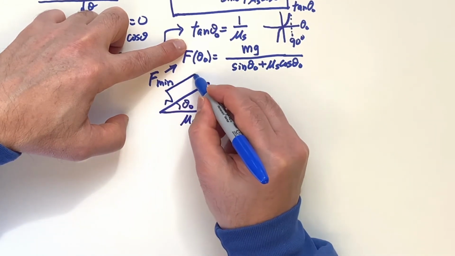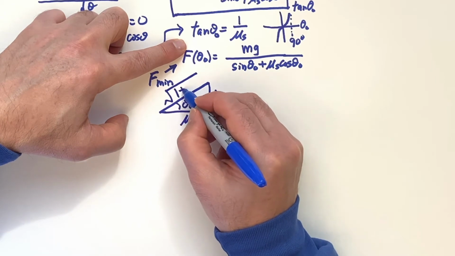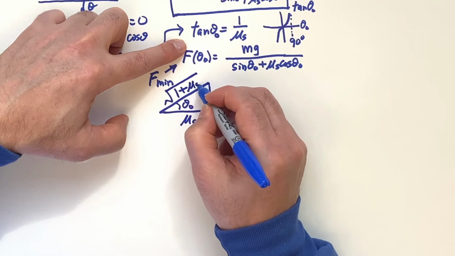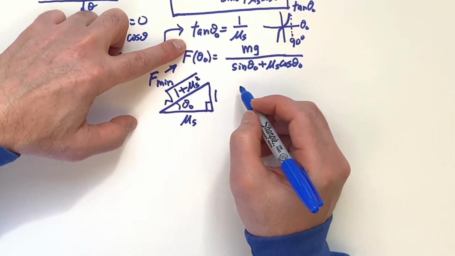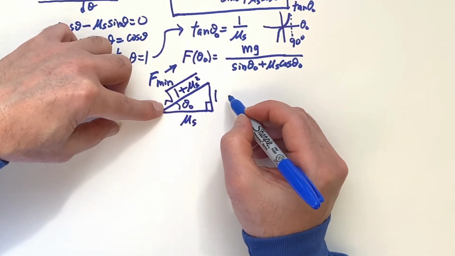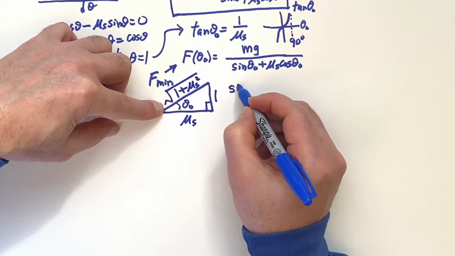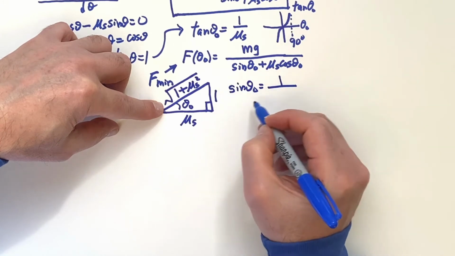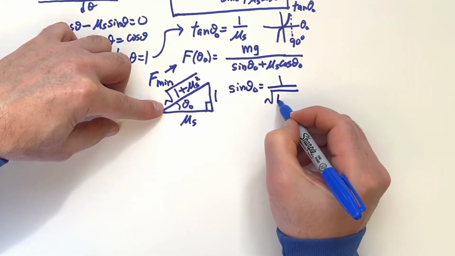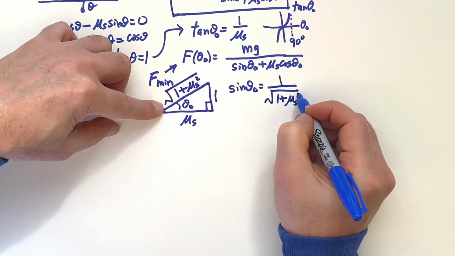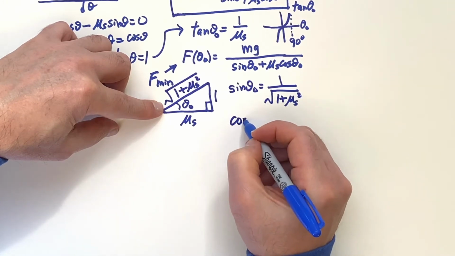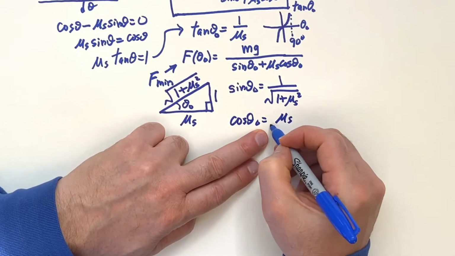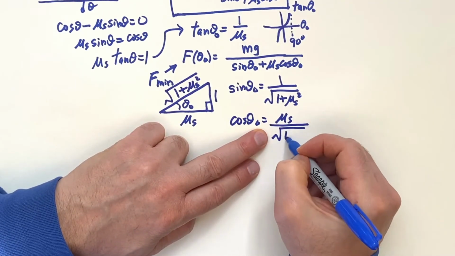Then use the Pythagorean theorem, and the hypotenuse is the square root of 1 squared plus mu s squared. And now you can really easily find the sine and the cosine. The sine of theta naught is the opposite side over the hypotenuse. And the cosine of theta naught is the adjacent side, that's the mu s, over the hypotenuse.